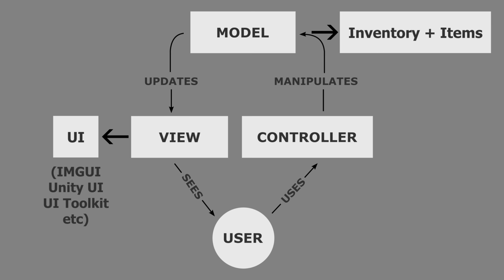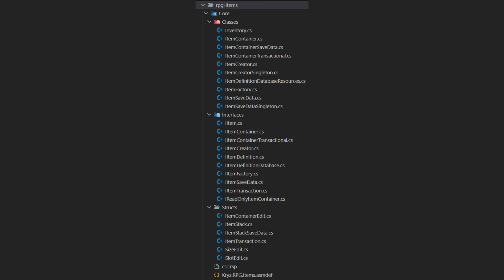Let's talk about the model. This is the core of RPG items. Here, everything is built out of pure C# classes, interfaces, and structs. There's no game objects, no MonoBehaviours, and no UI. This is good for a few reasons.